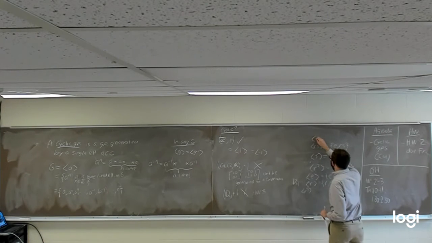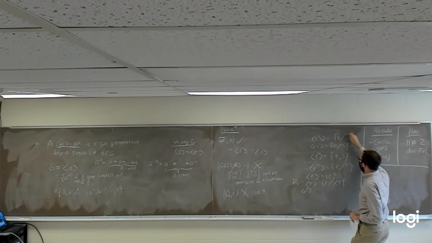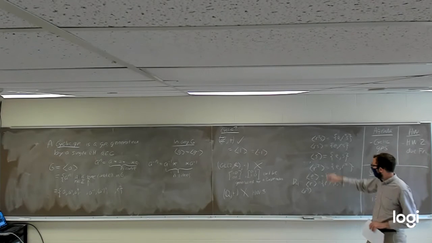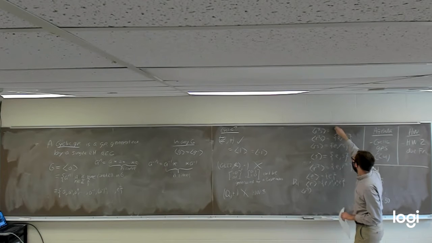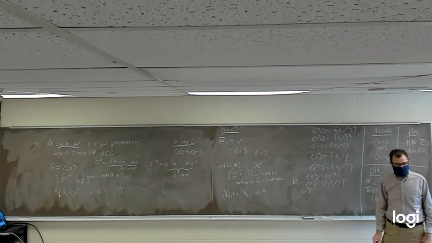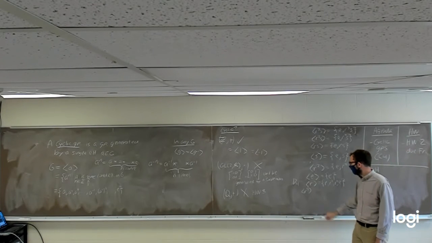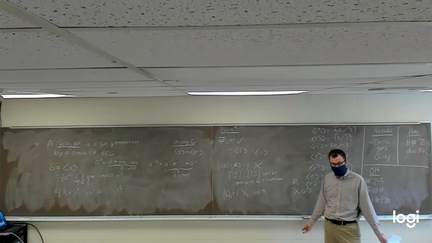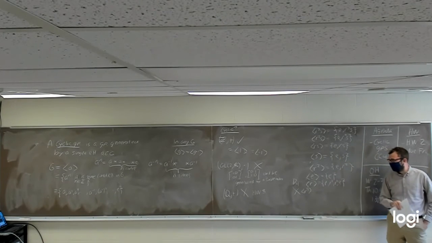We could try R squared S, which happens to only generate itself and the identity. And finally, we can try R cubed S, which also only generates itself and the identity. So by brute force, D4 is not a cyclic group because we checked literally every single element in the group. None of those elements generate all of D4.